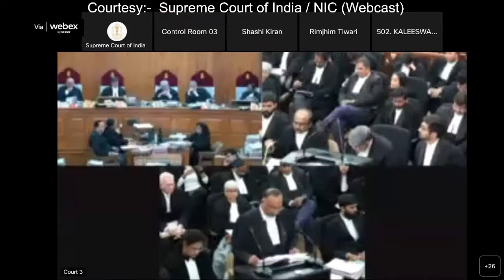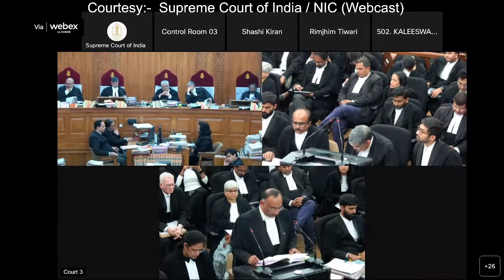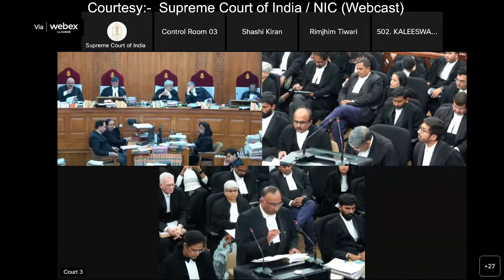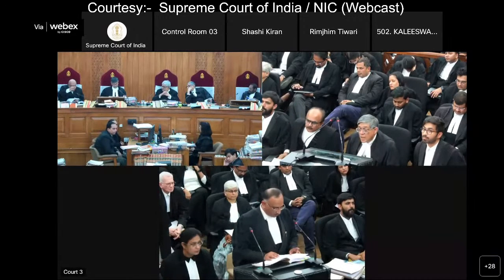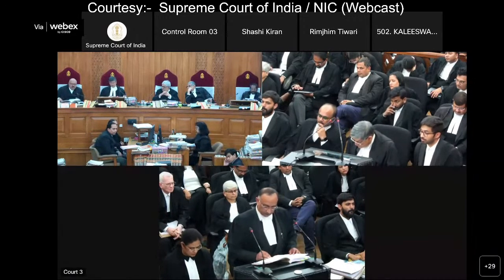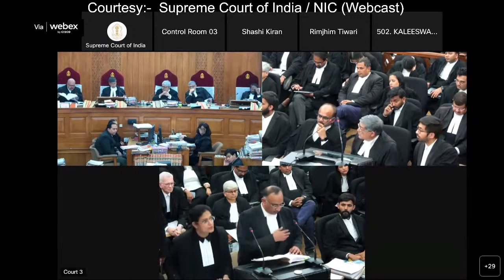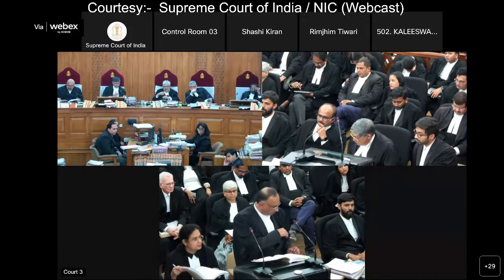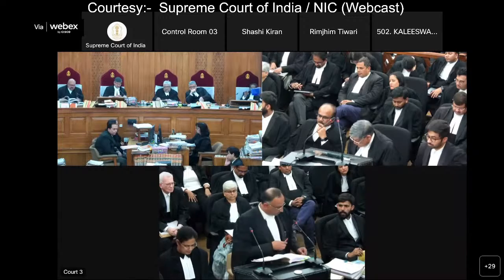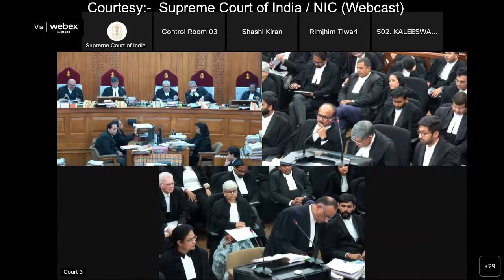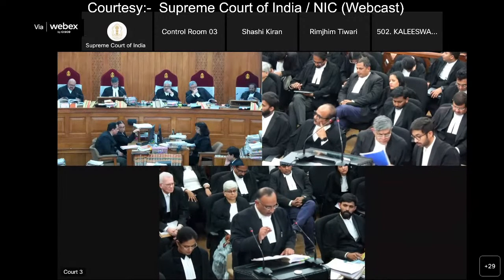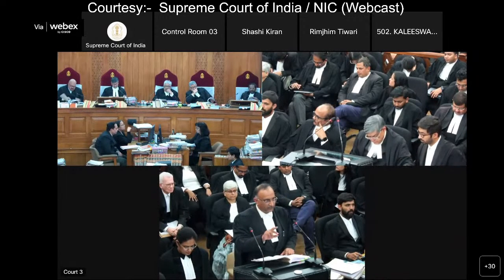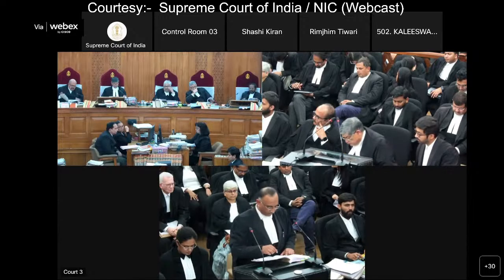cannot be acted upon or is rendered unenforceable in law. Mr. Goel, just give us the corresponding paragraph in SCC. This is para 28. Thus, according to me, the caveat has to be till it is duly stamped.